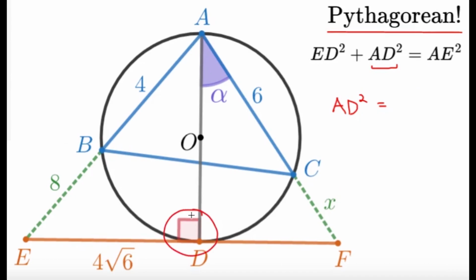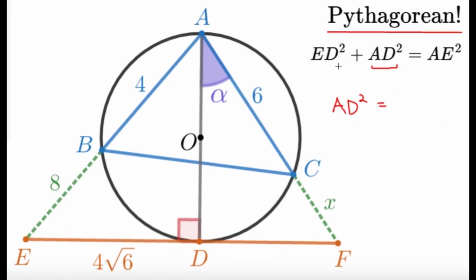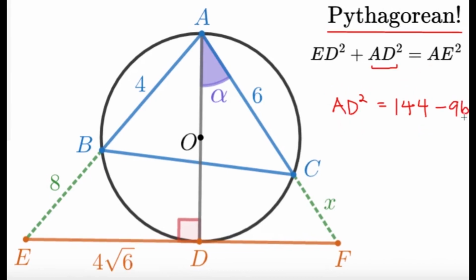Now we can try to get more information, now that we have ED squared, using the Pythagorean theorem. Since we have a right angle here, triangle AED would be a right triangle, so we can use the Pythagorean theorem. So ED squared plus AD squared would be equal to AE squared. Now ED squared, we already have it, it's 96. So AE is 12, so AE squared, which is 12 squared, is going to be 144. And then we subtract the 96 from the 144. So from this, we're going to get that AD squared would be equal to 48.